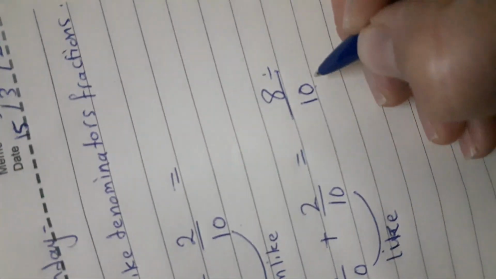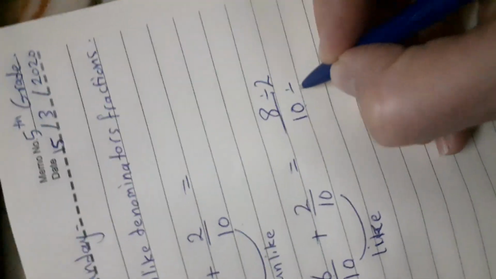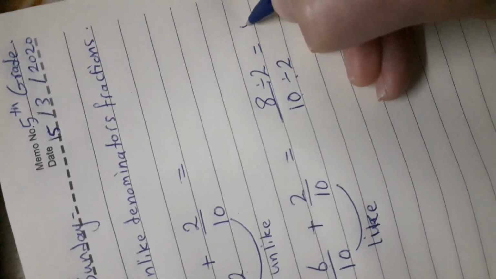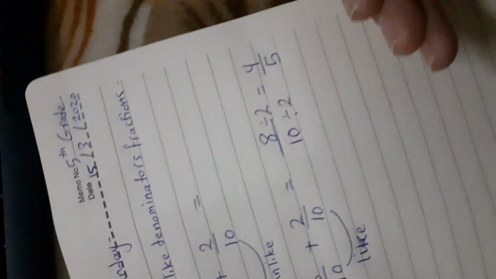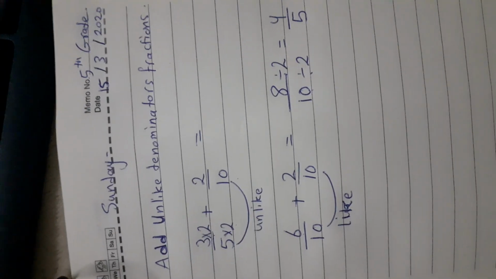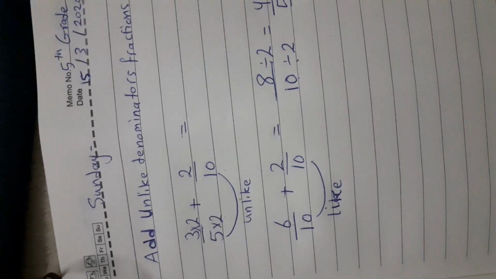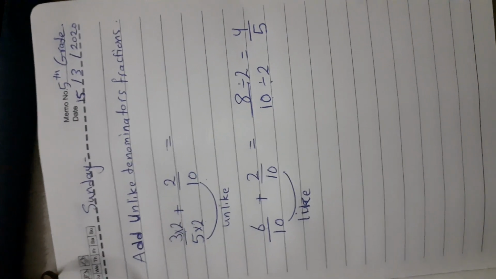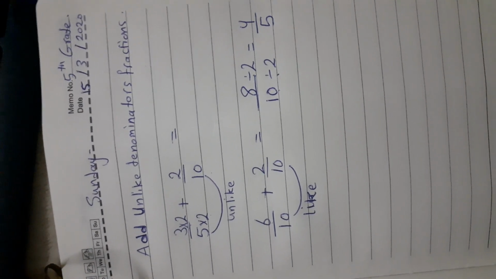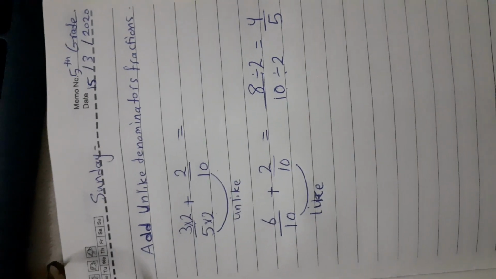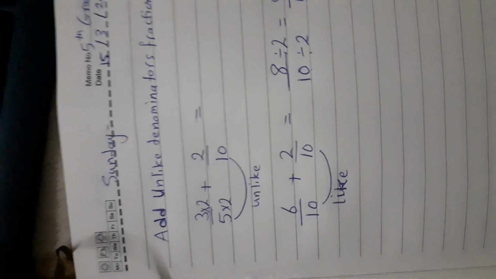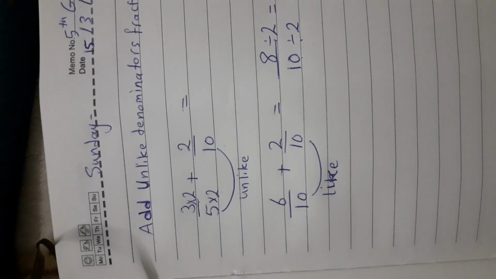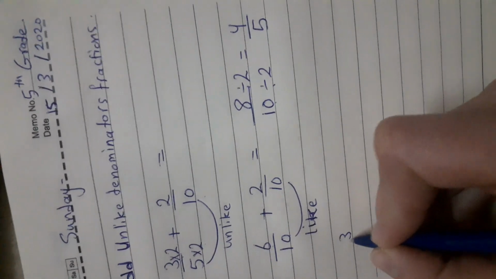We can write this fraction in the simplest form by dividing by 2 and dividing by 2. It becomes 4/5. So 3/5 plus 2/10 is equal to 4/5 in the simplest form, or 8/10 in the not reduced form. We can add these two fractions in a different way. Let's see the other way.